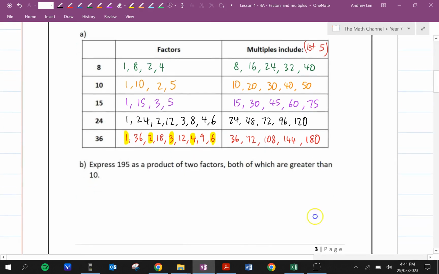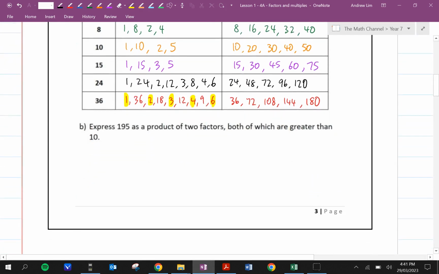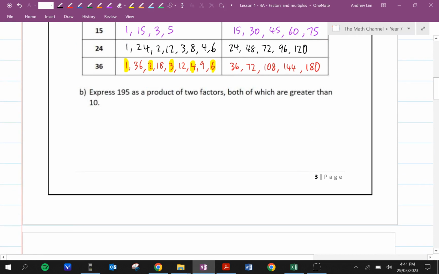All right. Express 195 as a product of two factors, both of which are greater than 10. So maybe pause the video. Think about what two numbers multiply to 195 where both of them are bigger than 10. Have a go.